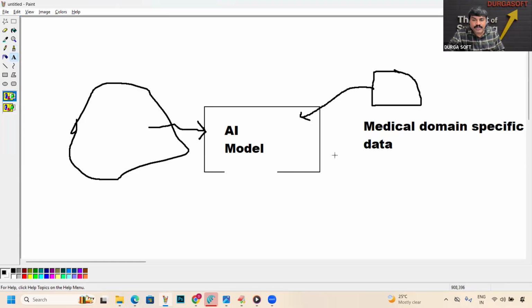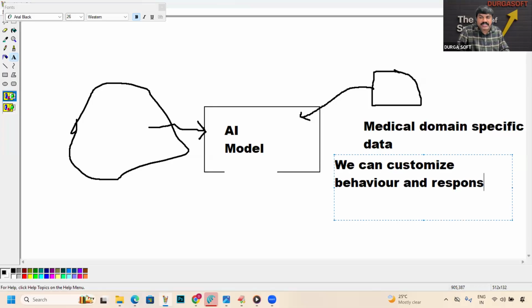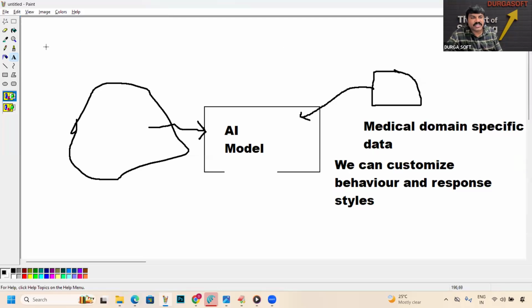so that we can customize the behavior. Boss, this is the way you are required to respond. We can customize the behavior and the response styles. This process is by default considered fine tuning.